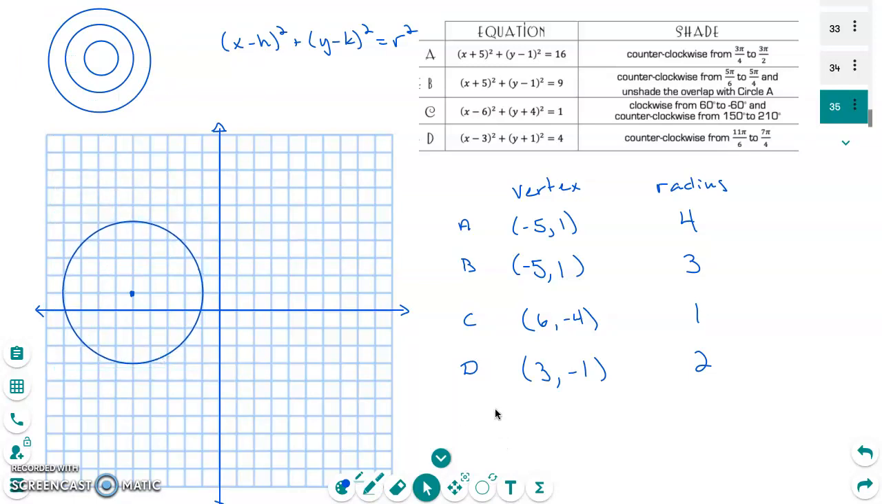You can use a compass, or if you just want to freehand it, that's fine, as long as the center is in the correct spot and the radius is correct. It's okay if it's not perfectly round for today.